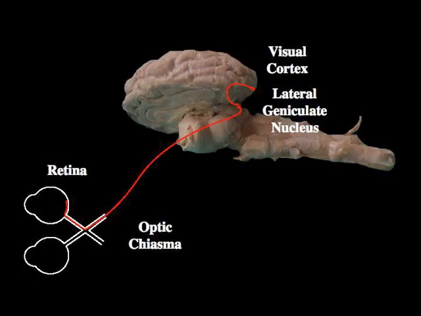Here is the ganglion cell axon travelling from the eyeball to the optic chiasma and then into the ventral surface of the brain stem.